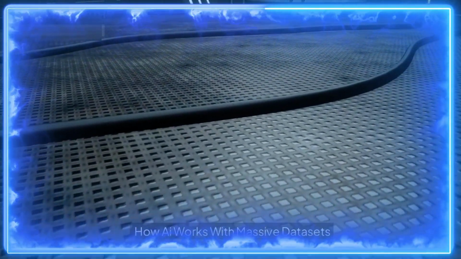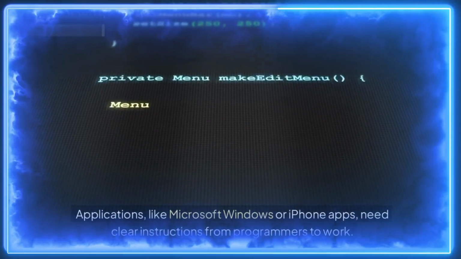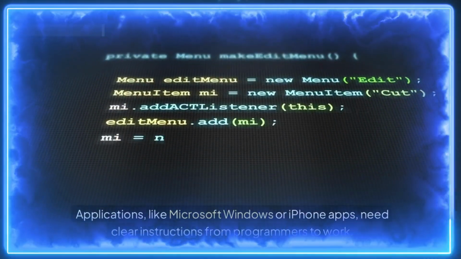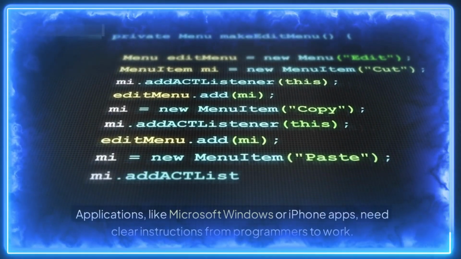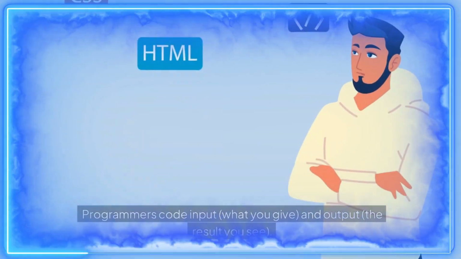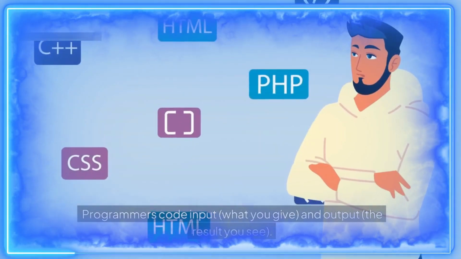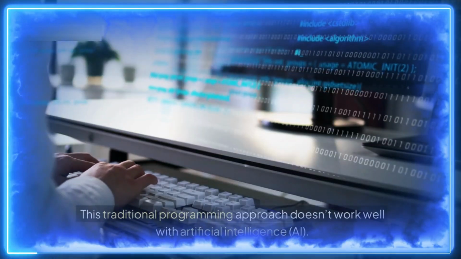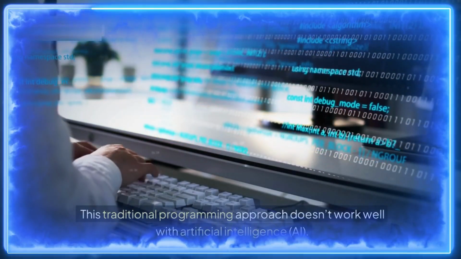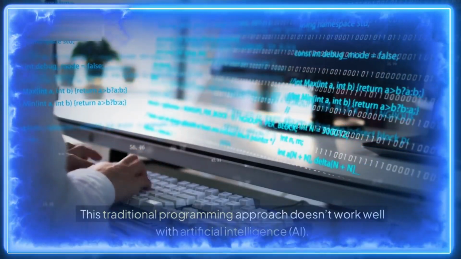How AI works with massive datasets. Applications, like Microsoft Windows or iPhone apps, need clear instructions from programmers to work. Programmers code input, what you give, and output, the result you see. This traditional programming approach doesn't work well with artificial intelligence, AI.